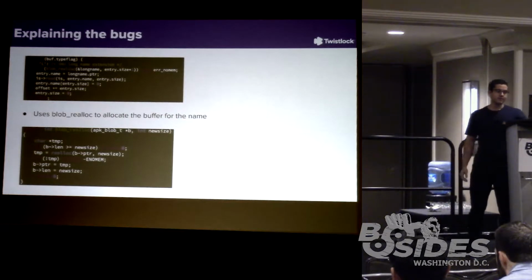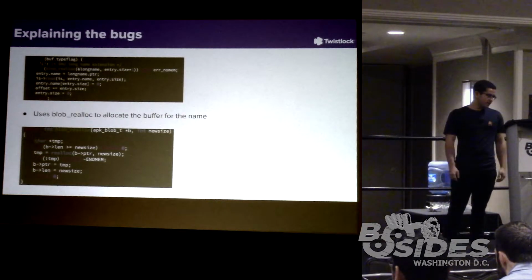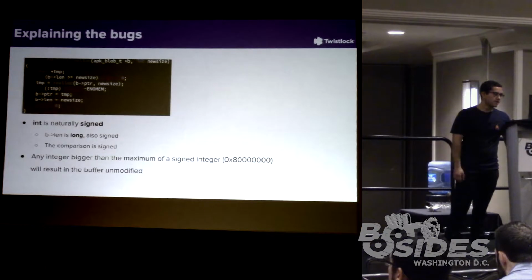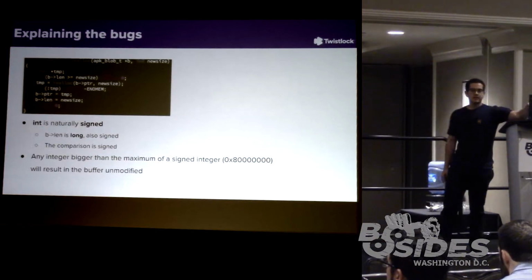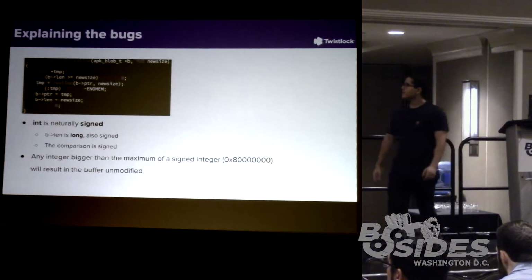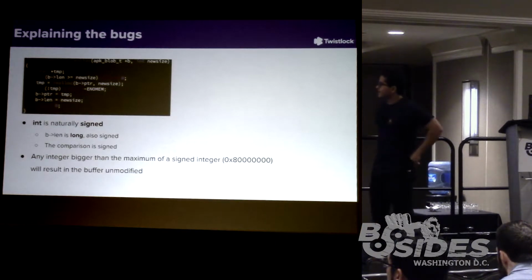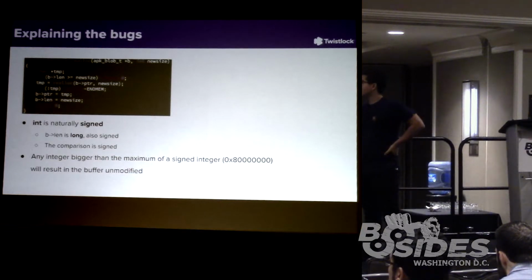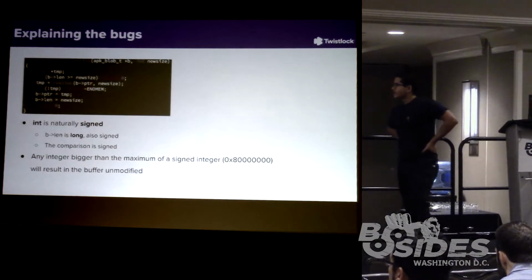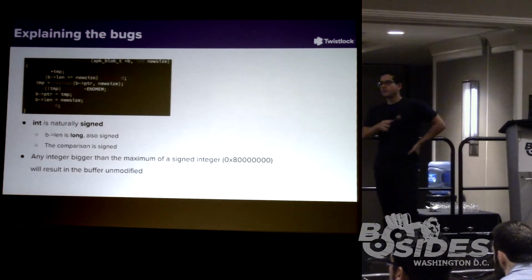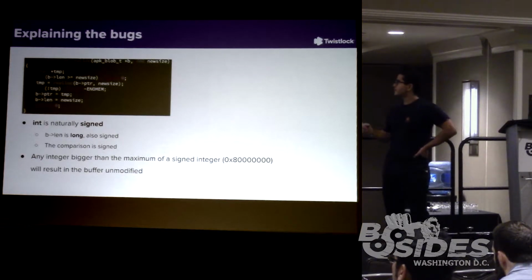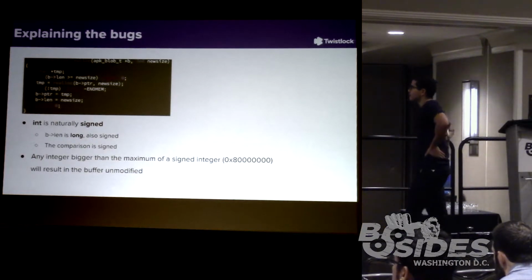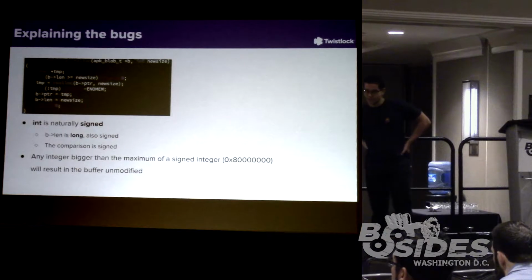But they did have a flaw in here, which was that new size is int, and b->len is long. They're both signed, which makes that comparison signed. So let's say if new size is anything bigger than 0x80000000, then it would be negative, right? Because the most significant bit means the sign, and anything bigger than the max signed int is going to be a negative integer.